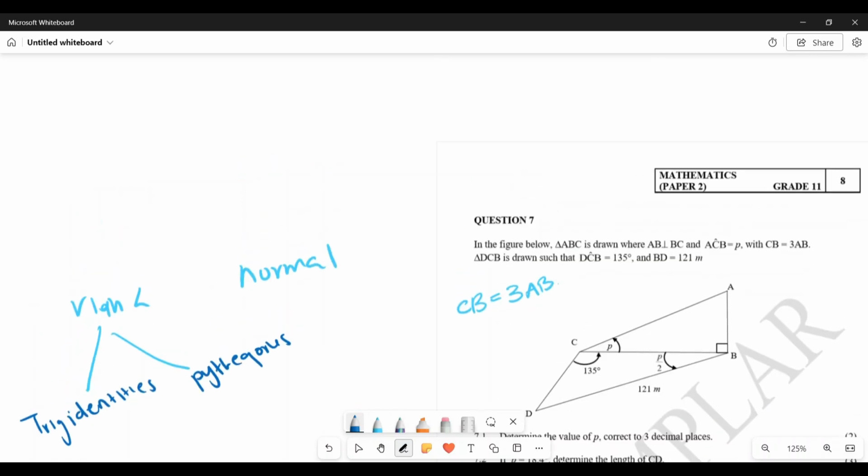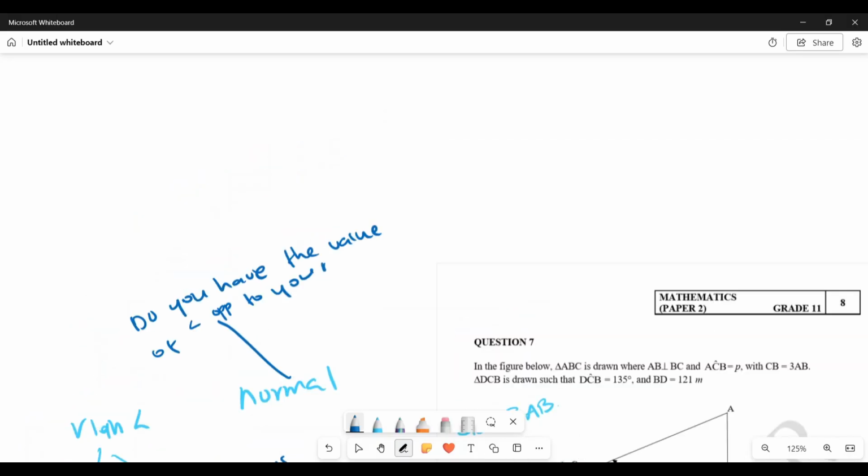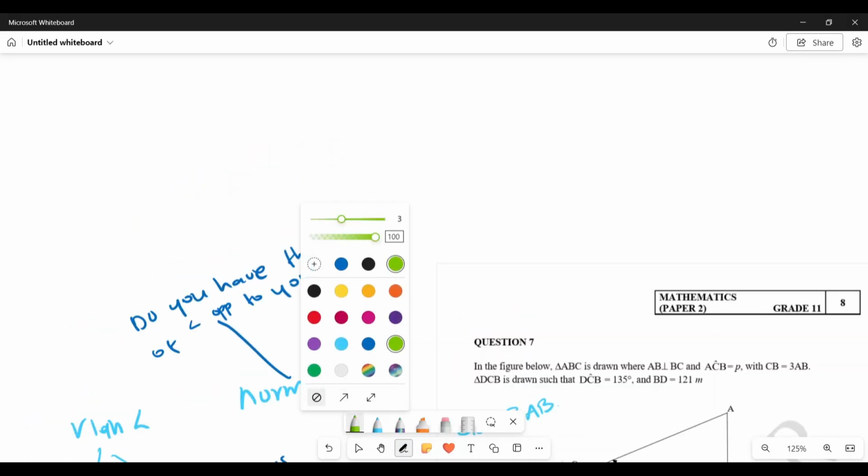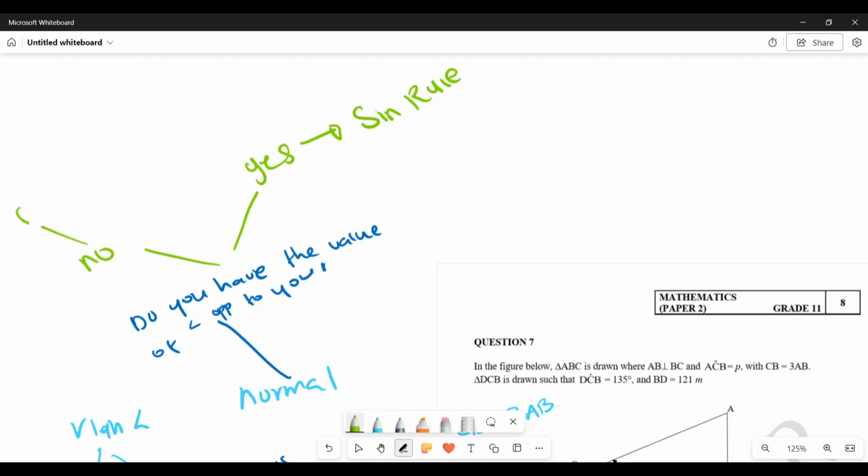If it's a normal triangle, the question you should ask yourself is, depending on what they ask you, do you have the value of the angle opposite to your line? If they ask you to solve for a line, do you have the angle opposite to that line? If they ask you to solve for an angle, do you have the line opposite to that angle? If yes, then you're going to use your sine rule. And if not, you're going to use your cos rule.